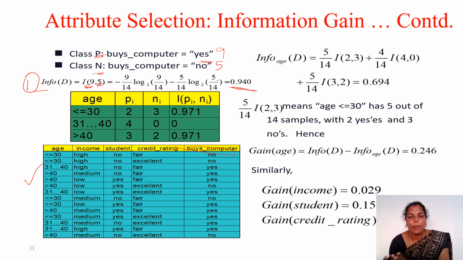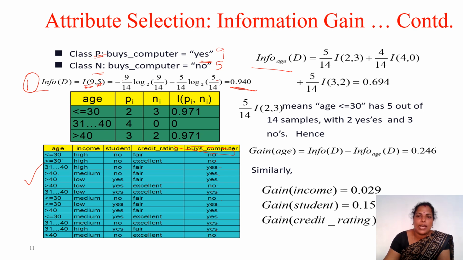Next, what we want to compute is the information for each and every attribute. Here, what are the features or attributes available? We have age, income, student and credit rating. So for each and every attribute, we need to compute the information gain. First we are going to compute for age. In age, how many categories are available? We have 3 categories: less than or equal to 30, 31 to 40 and greater than 40. For each we need to find out.